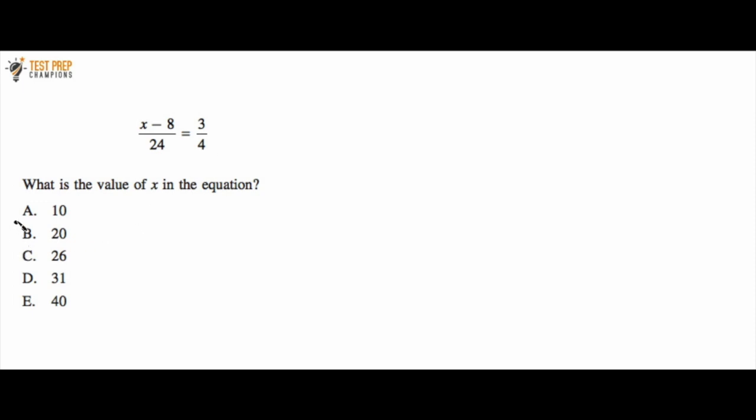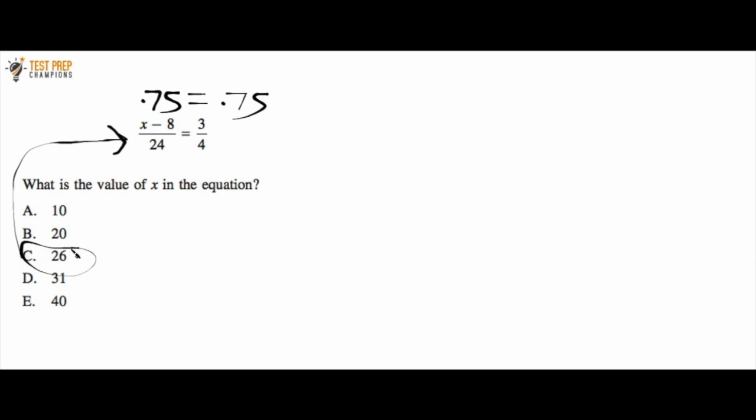Okay, so let me try this with 26. Now I could plug 26 in here. So I would have 26 minus 8, and I would divide that by 24, and that gives me 0.75. All right, so 0.75 is equal to 0.75. So C is the right answer.